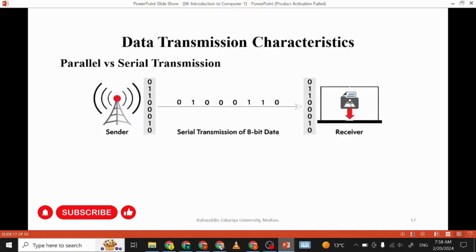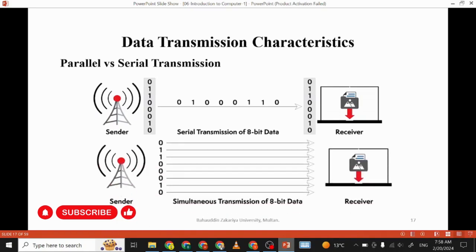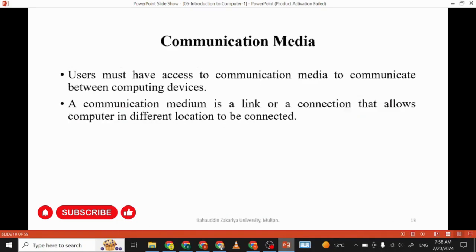One cell transmission of 8 bit data. Users must have access to communication media to communicate between computing devices.